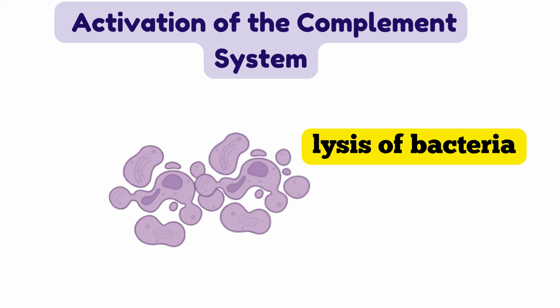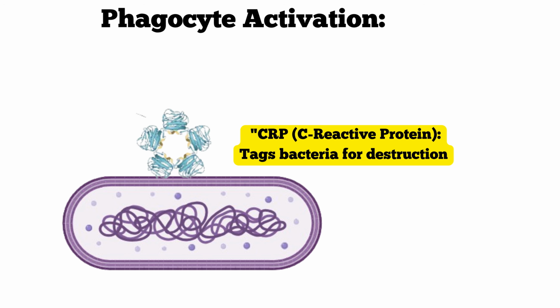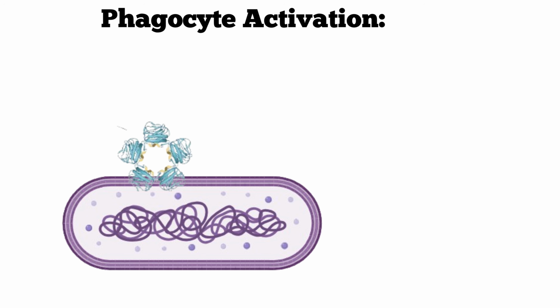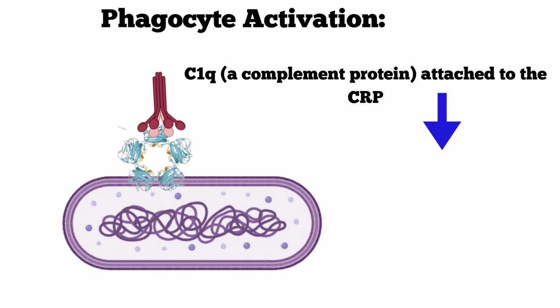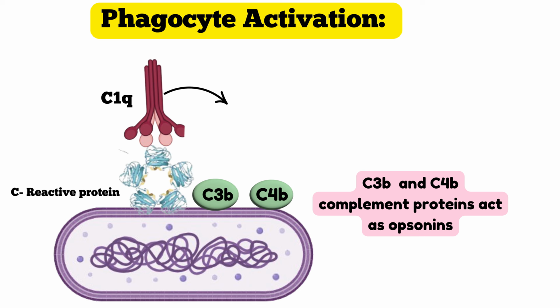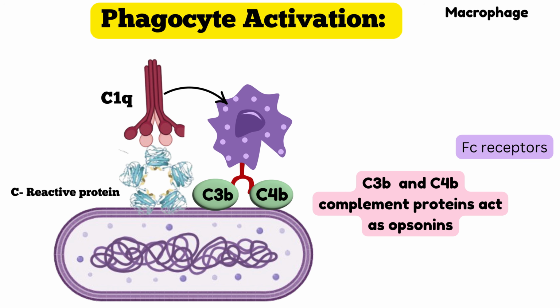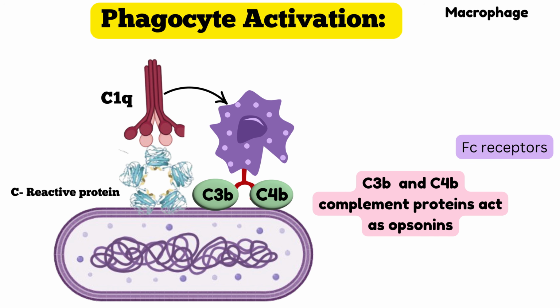Now the second way is called phagocytic activation. In this method, CRP can directly act as an opsonin by binding to the surface of bacteria, or it can take the help of the complement system. CRP, once bound to the bacteria, activates C1q, which triggers the classical complement pathway, leading to the formation of C4b and C3b. These two complement proteins act as a strong opsonin, which means now the macrophages or WBC recognize these opsonin-tagged bacteria through their receptors, and now these macrophages bind to the bacteria, engulf them, and destroy them.